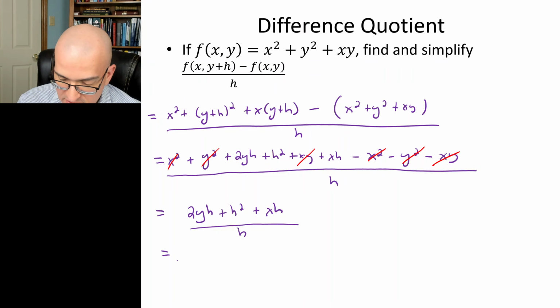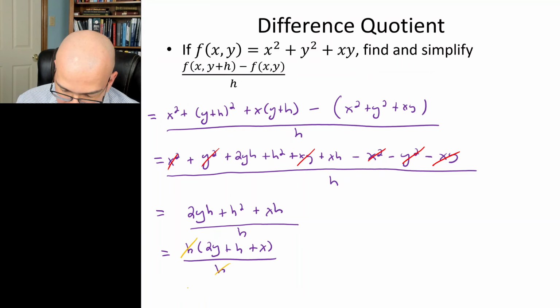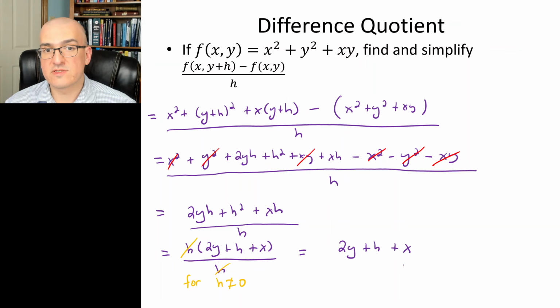Only terms with h are going to survive. I'm going to common factor in h from the top. So 2y plus h plus x all over h. And then for h not equal to 0, we can cancel. Now we're left with 2y plus h plus x. In the limit as h approaches 0, this will give you the y derivative of that function up at the top. So yes, we will have x derivatives and we will have y derivatives.